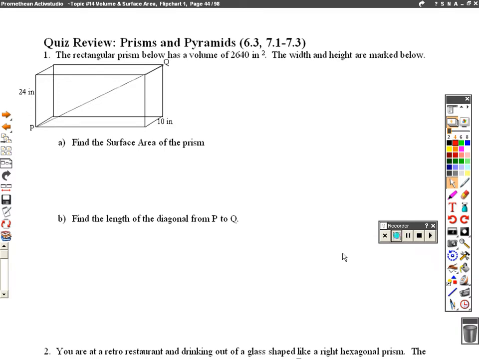All right, let's look at these 4 problems that we had for the quiz review. And your quiz is actually just going to be on numbers 7-1 to 7-3. So most of these problems, only one problem actually asked a question from 6-3. Okay, let's look at number 1.